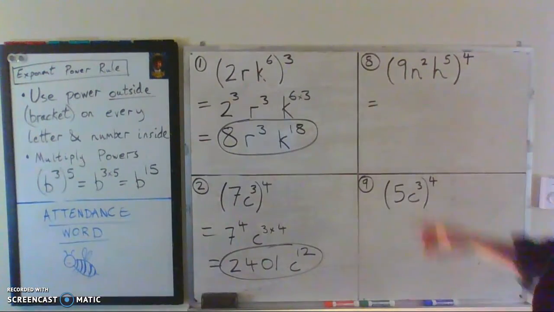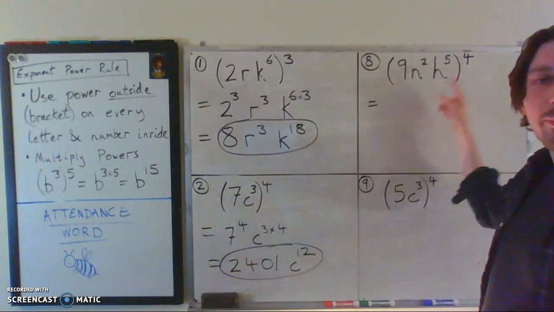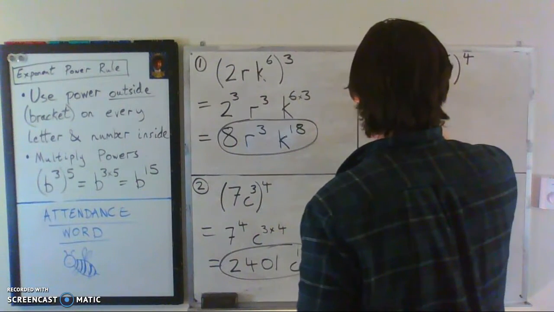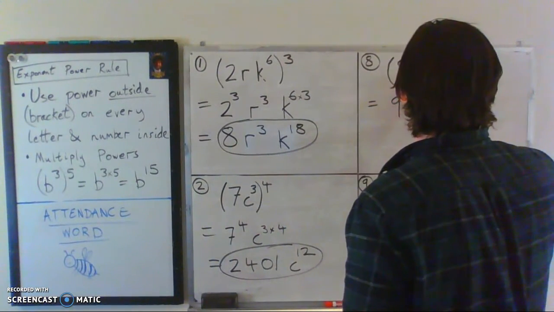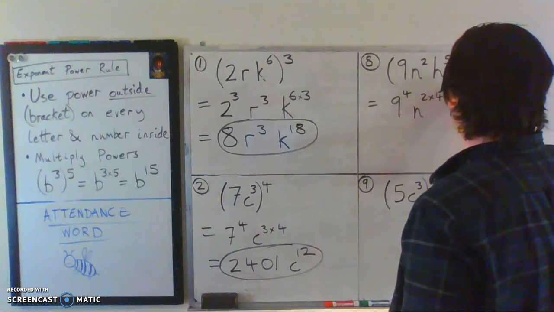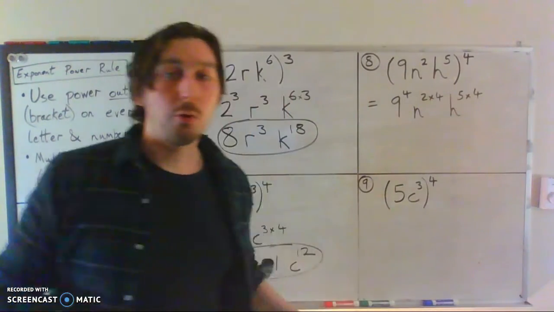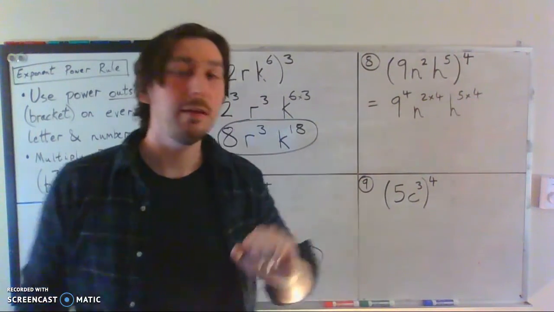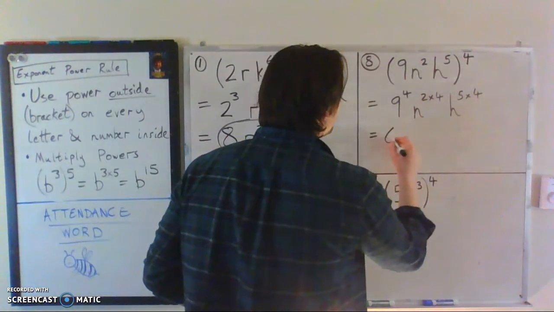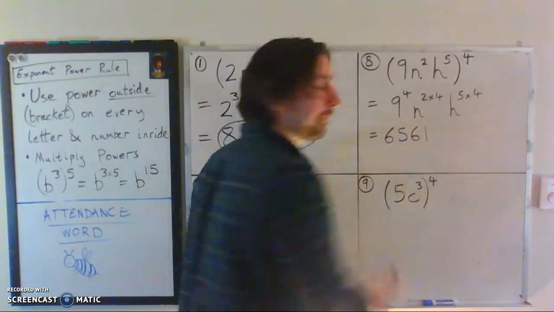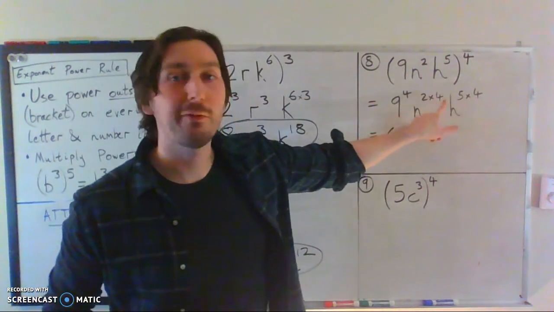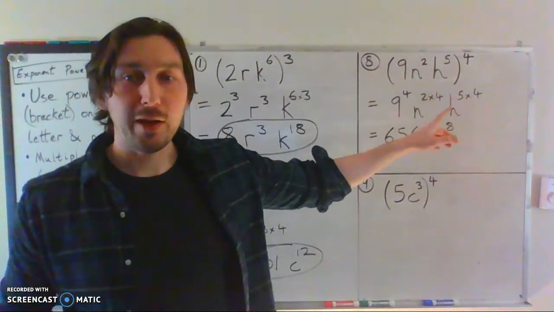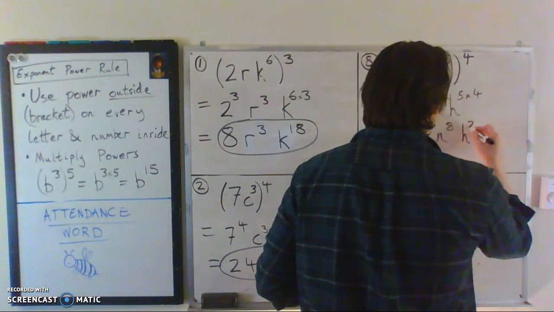Same thing as before. 9 to the power of 4, n^2 to the power of 4, h^5 to the power of 4. So 9 to the power of 4 is like four 9s multiplied, 9 times 9 times 9 times 9, which gives you 6561. n^2 times 4 becomes n^8. h^5 times 4 becomes h^20.